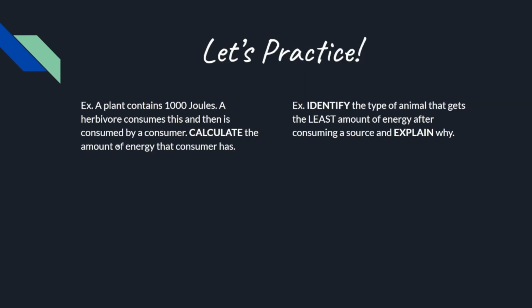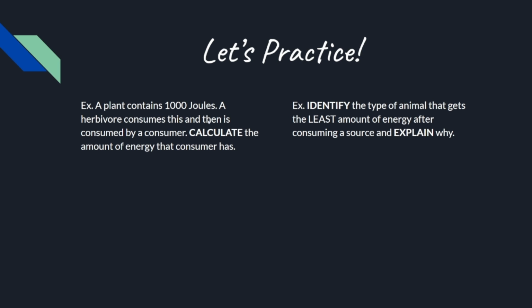So let's practice. A plant contains 1,000 joules. A herbivore contains this, and then it is consumed by a consumer. So calculate the amount of energy that consumer has. This consumer right here. This is a practice FRQ question, and we're going to do it together. So a plant contains 1,000 joules. Then a herbivore consumes that. So that means they only get 10%.